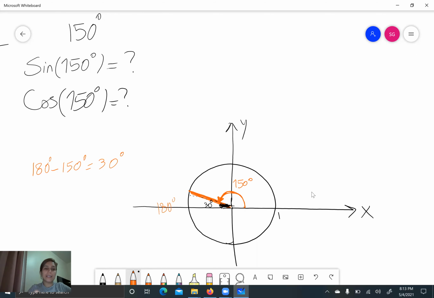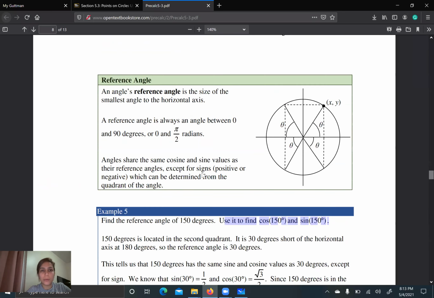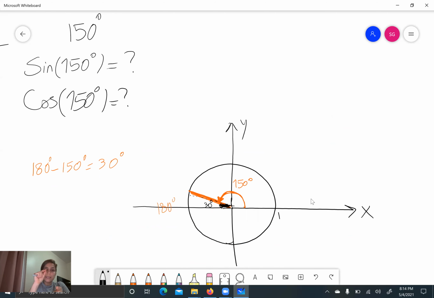So what is the reference angle? The reference angle here is 30. Again, what is the definition of reference angle? Look at the definition from your textbook. A reference angle is the size of the smallest angle to the horizontal axis. So when you draw 150, what is the smallest angle that it makes to the horizontal axis? It's 30 degrees. So it has 30 degrees as the reference angle.